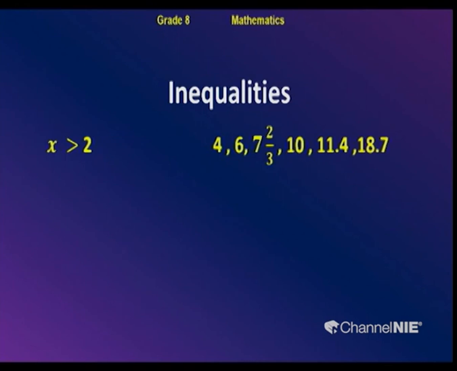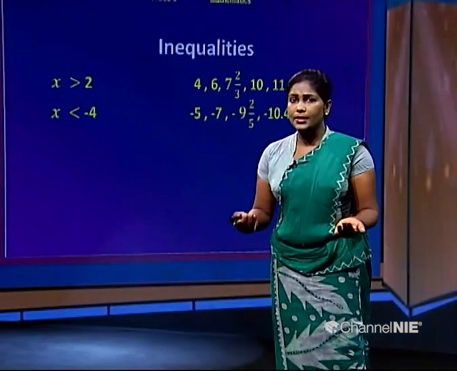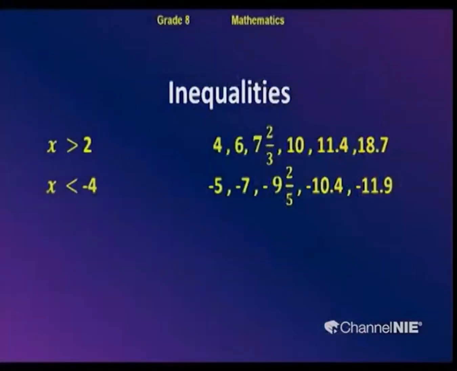So, you can take numbers 4, 6, 7 and 2/3, and decimal numbers also. You can take the values more than 2 as X. When we consider negative numbers with inequalities, X is less than minus 4. So, what are the values you can take for X? Minus 5, minus 7. Look at this. Here you can see numbers, decimal numbers and fractions.